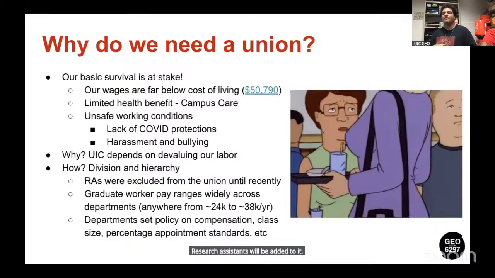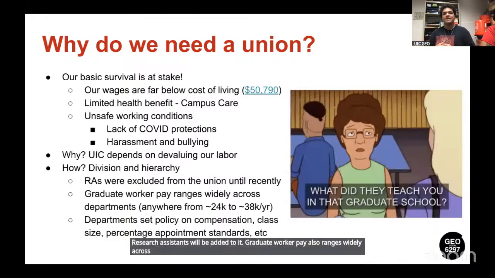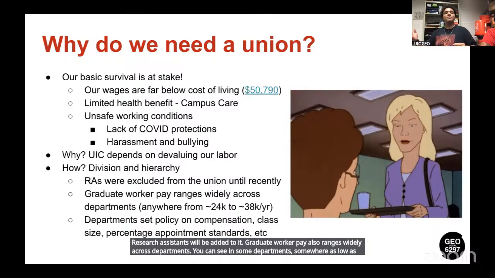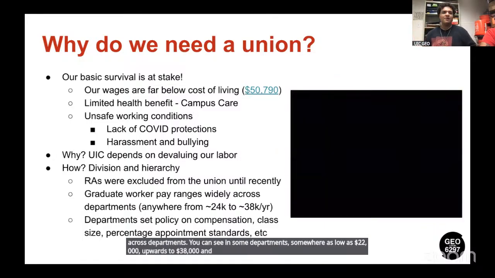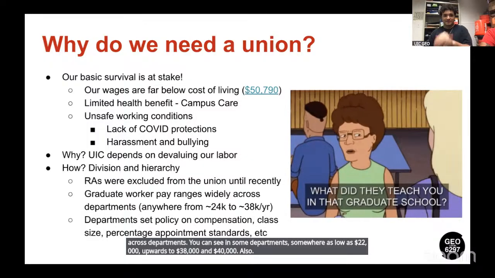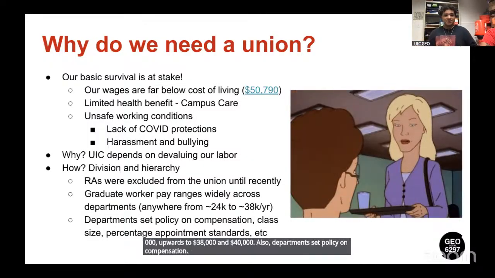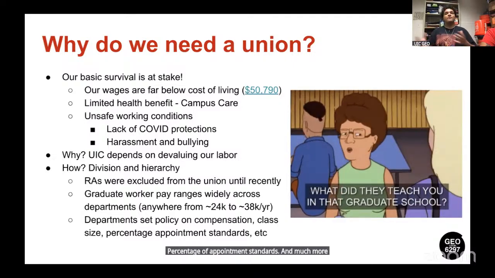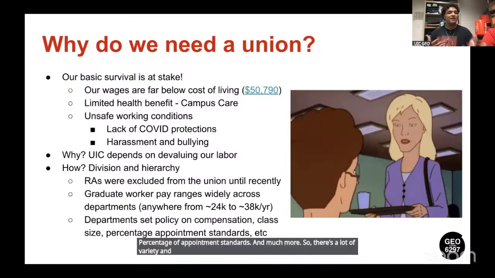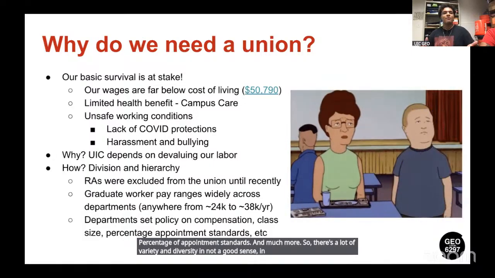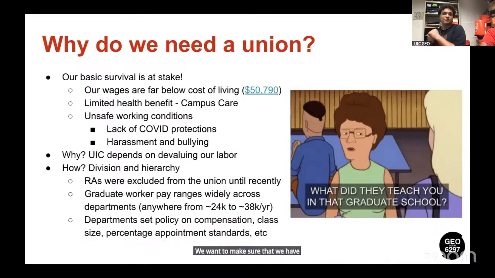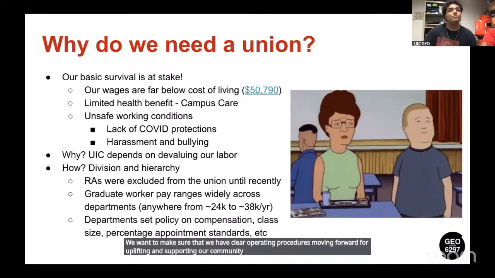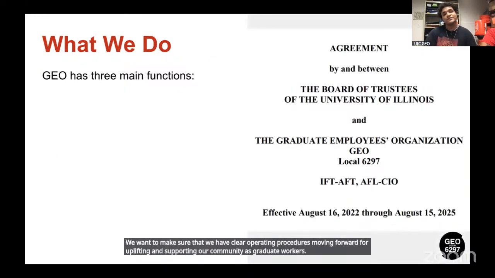Graduate worker pay also ranges widely across departments. You could see in some departments somewhere as low as 22,000 upwards to 38 and 40,000. Also, departments set policy on compensation, class size, percentage of appointment standards, and much more. So there's a lot of variety and diversity in a not good sense in regards to this. We want to make sure that we have clear operating procedures moving forward for uplifting and supporting our community as graduate workers. So what do we do?